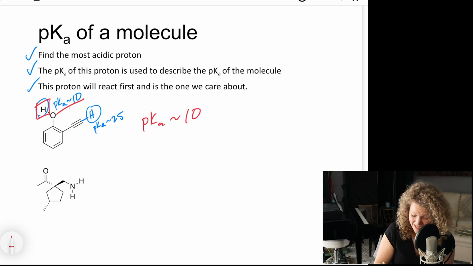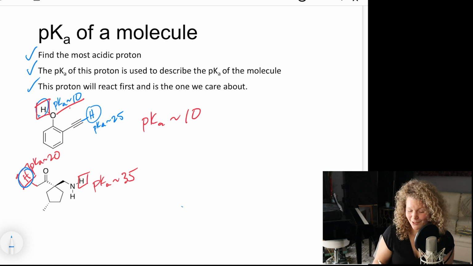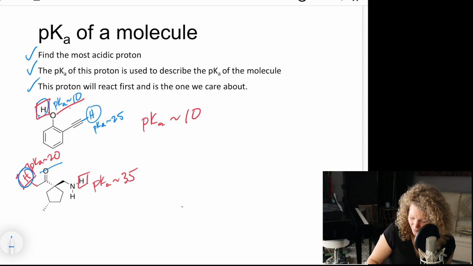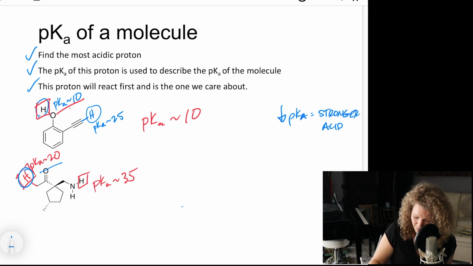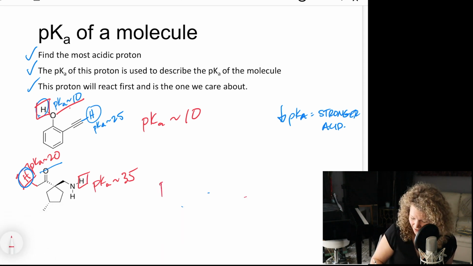So we've got an amine, we've got this nitrogen. We know that these protons here have a pKa of around 35. And then we also have a carbonyl. Very cool. We know that this proton here has a pKa of around 20. Our proton that is alpha, or right beside that carbonyl, is the most acidic. It has the lowest pKa. Remember, lowering our pKa means a stronger acid. So the pKa of this molecule would be described as around 20.